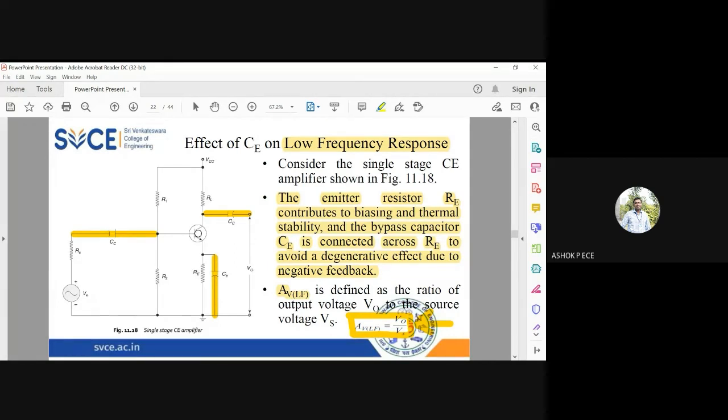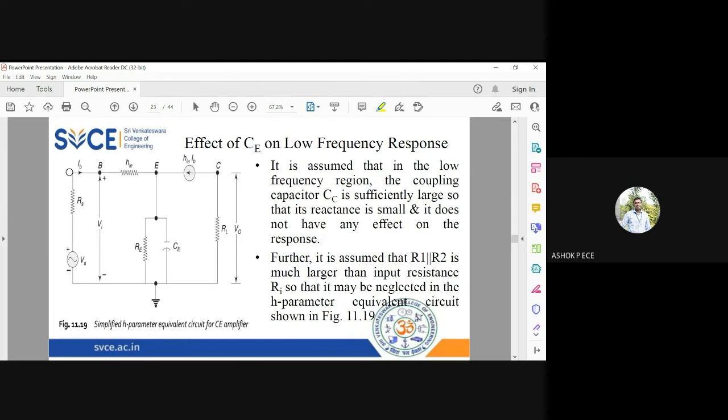So always current will prefer the least resistance path. So RE parallel to 0, effectively this resistance will also become short circuited. So even though in the circuit diagram you have RE, when you draw the h parameter model and you draw the AC equivalent circuit, this RE will not be coming in the circuit because it is short circuited by this capacitance CE. So in the next diagram you see, this is the equivalent circuit we are drawing.